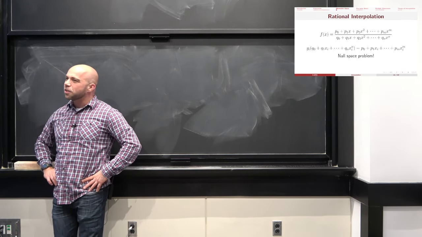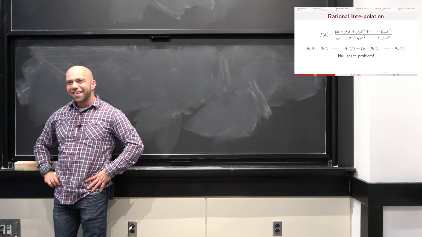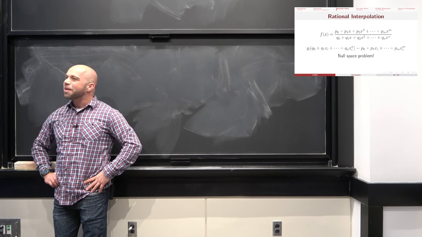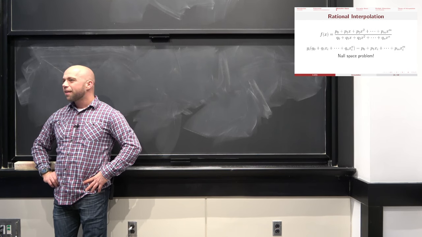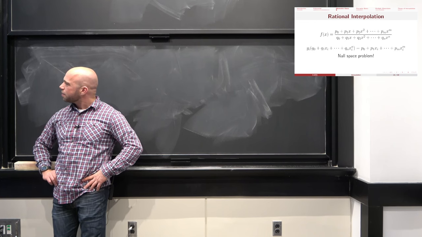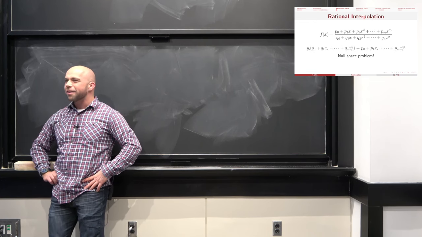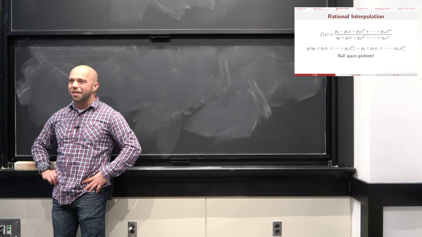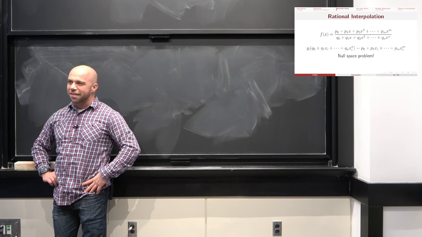So actually, the strategies from the previous couple of slides almost apply. This expression is linear in the p's and the q's, so we can use linear algebra to try and solve it. But there are two things we have to be careful about. First of all, this matrix has a null space. Do you see that? If I scale the p's and the q's by the same constant, I get the same rational function. So there's a non-unique solution to this linear system of equations.